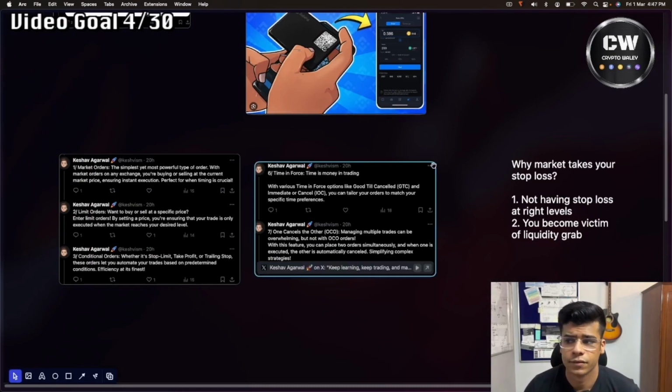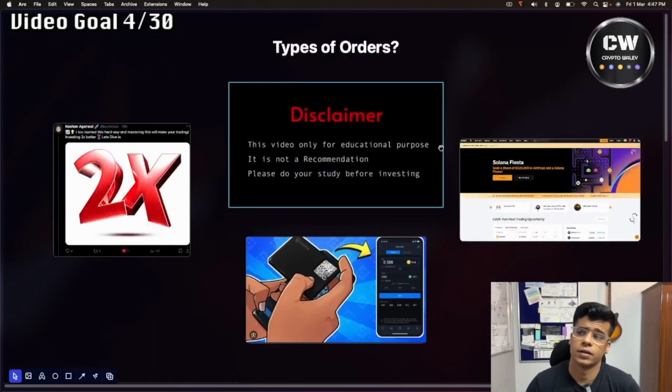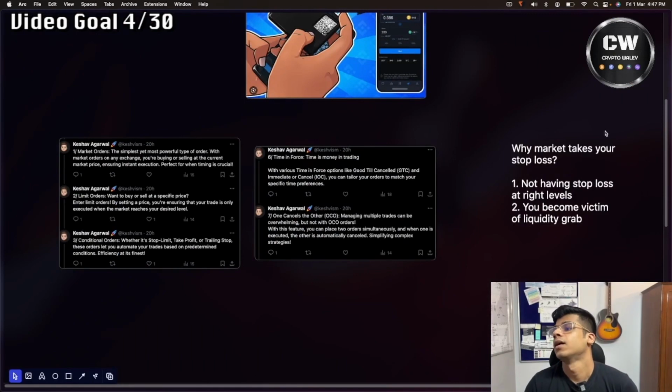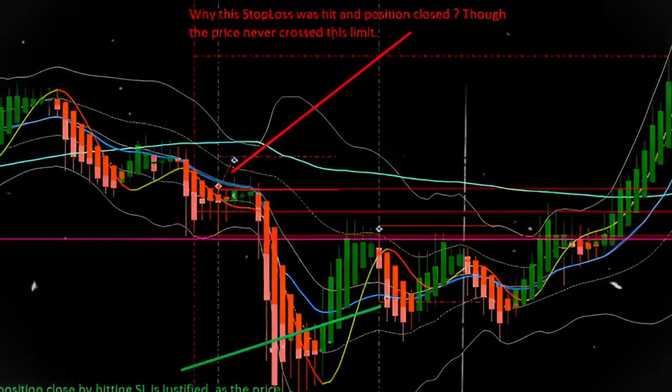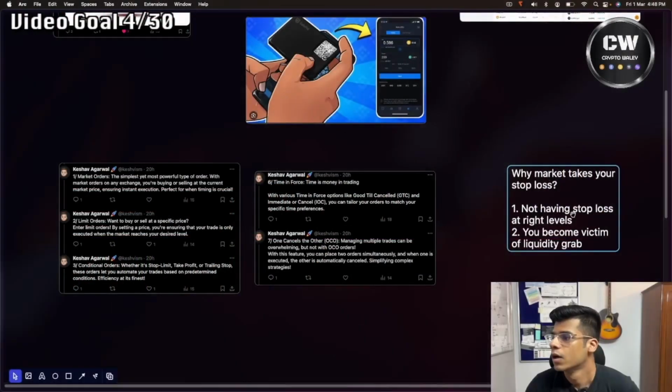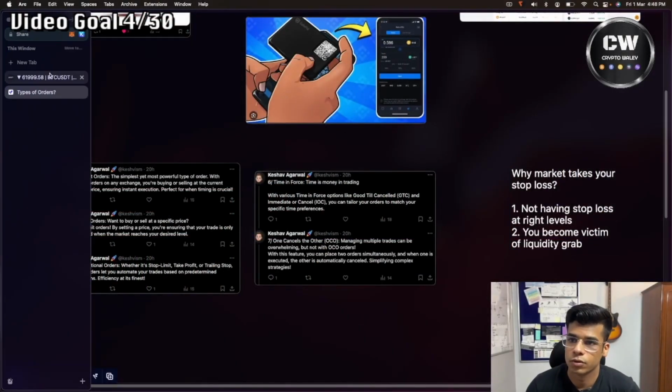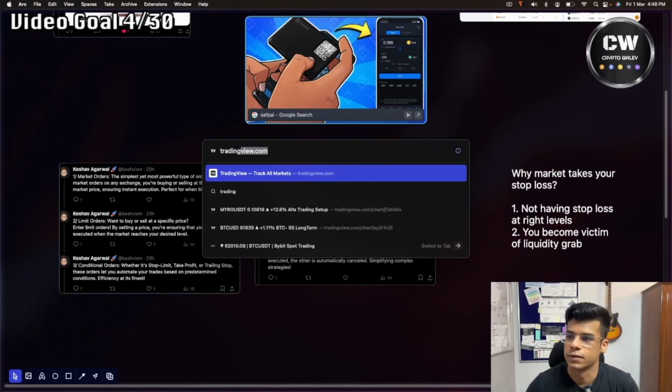And I really suggest, if you are taking any trade, please use stop losses. There is a very rookie complaint which a lot of traders have, that their stop losses always get hit and they become victims of liquidity grabs. The solution is that your stop losses are not at the right levels. That's why they get hit.